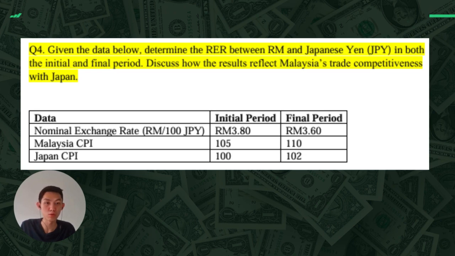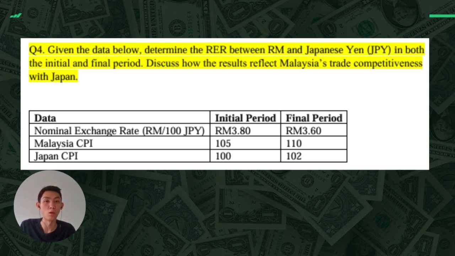So it is the same for the final period. Okay, the real exchange rate is lower than the nominal exchange rate in the final period. So all the consequences are the same. It becomes a real appreciation in real terms. So Malaysian goods become expensive, and then the goods from Japan will become cheaper.